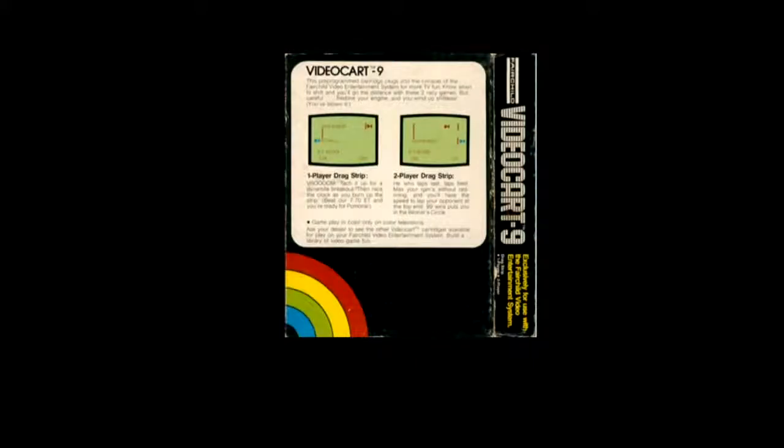Here is the back of the cart. So, one player Drag Strip or two player Drag Strip. That's really all it is.